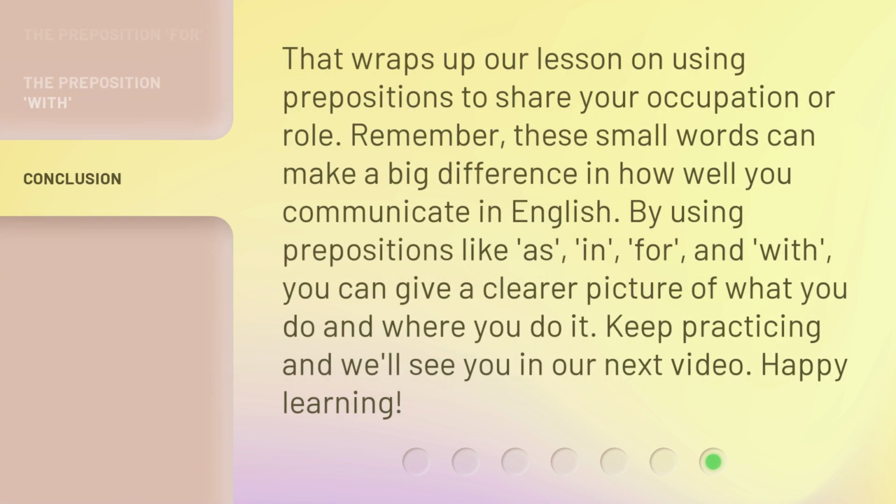That wraps up our lesson on using prepositions to share your occupation or role. Remember, these small words can make a big difference in how well you communicate in English. By using prepositions like as, in, for, and with, you can give a clearer picture of what you do and where you do it.